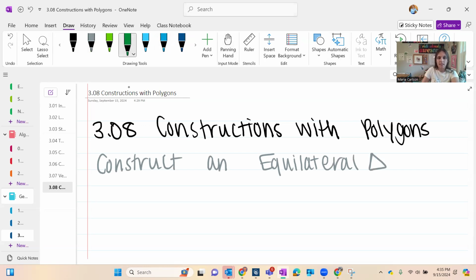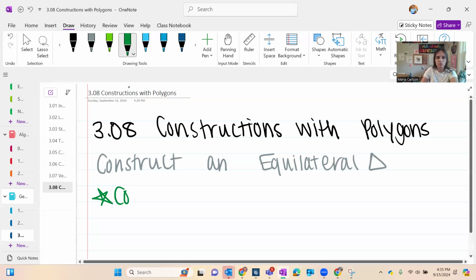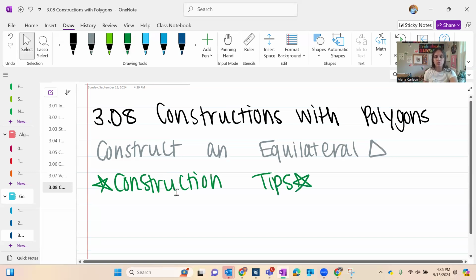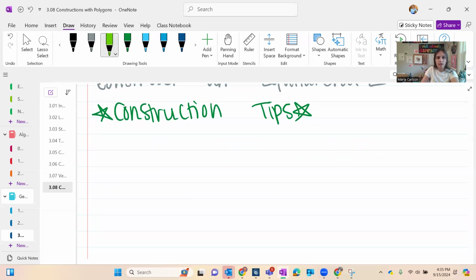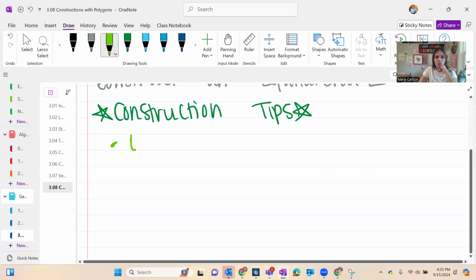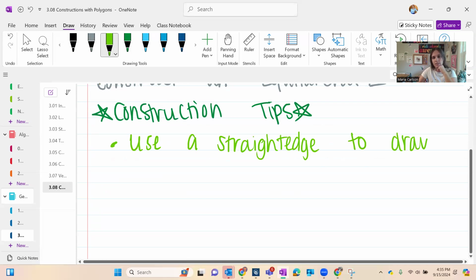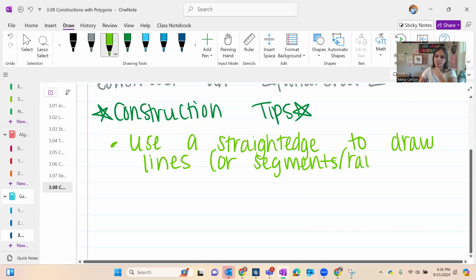First, I want to talk about some basic construction tips. So here are some construction tips for a geometric construction. The first tip, and hopefully the most intuitive, is we will use a straight edge to draw lines or segments or rays, depending on what you need for the problem.